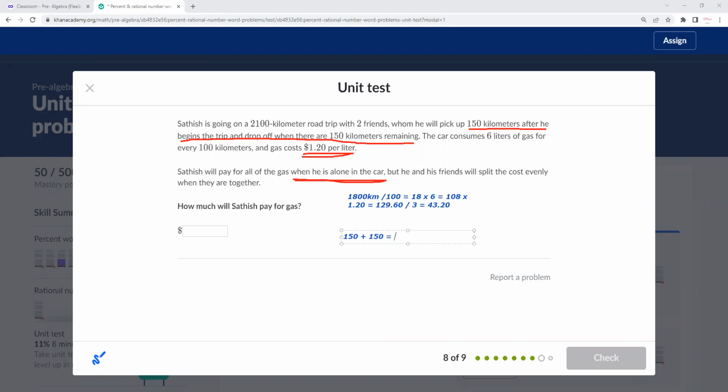Now here he's going to pay for it on his own. 150 plus 150 is 300. Divide that by 100, that gets you 3. So he's only going to need 3 times 6 liters. So that's 18. 18 times 1.20 is $21.60. So let's add the $21.60 plus $43.20, and you get $64.80.